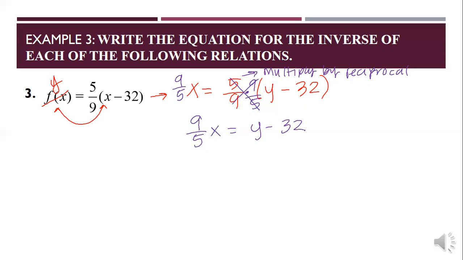So again, what's the inverse operation for a fraction? We all now know. Multiply by the reciprocal. Was it terrible? Not at all. All right, so I have subtracting 32. The inverse operation is to add 32. So we have 9/5 x plus 32 equals y.